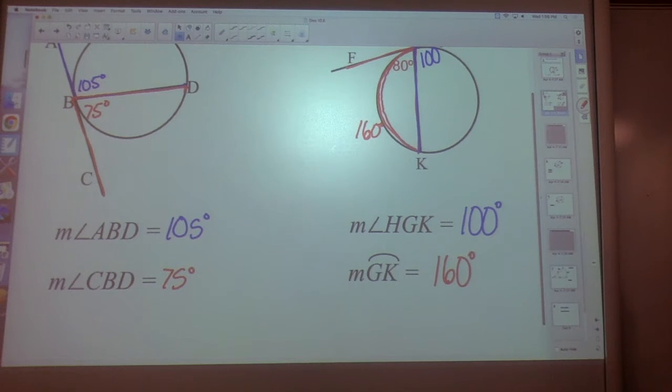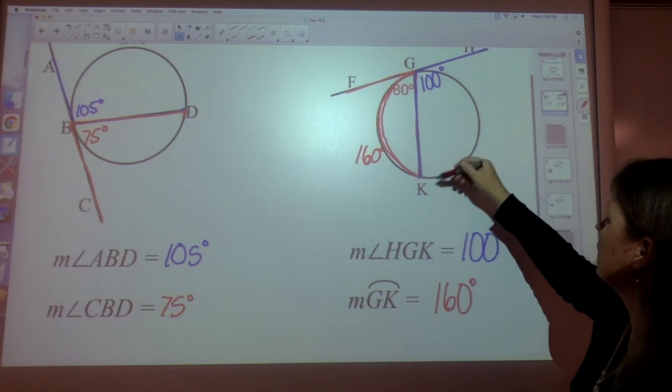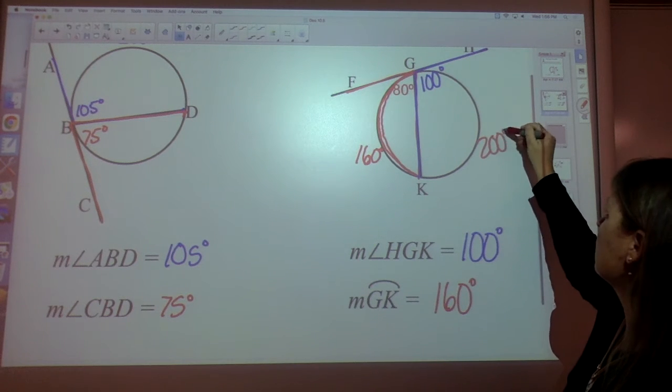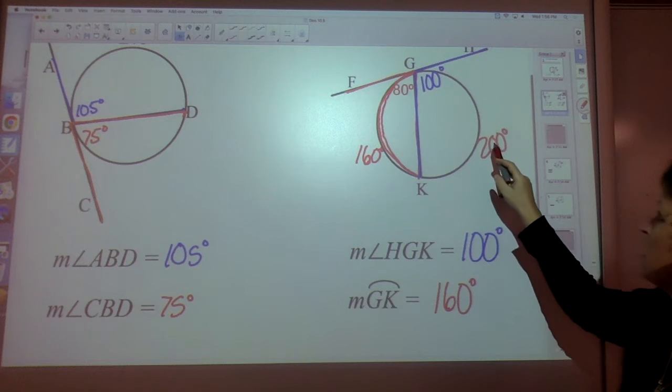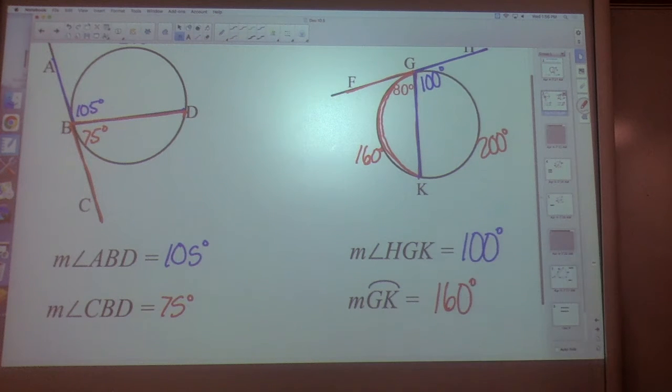Want to check your answer? How big would this arc be from G to something to K? That's a 200 degree arc. 100 times 2 is 200. What's 200 plus 160? 360. So you can check your answer on that.